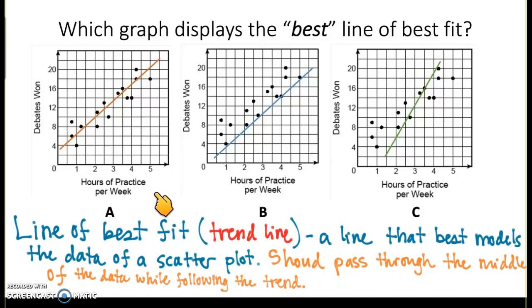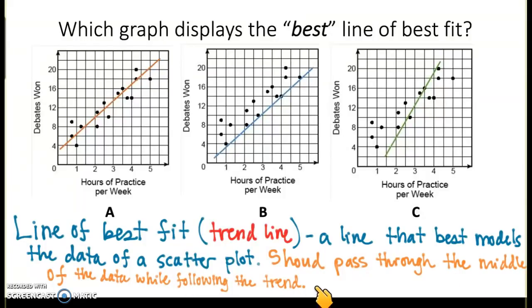So here we have three of the same graphs or scatter plots. The only difference is they each have a line that's passing through them in a different place. So first, a line of best fit or a trend line is simply a line that best models the data of a scatter plot. And this trend line should always pass through the middle of the data while also following the trend.